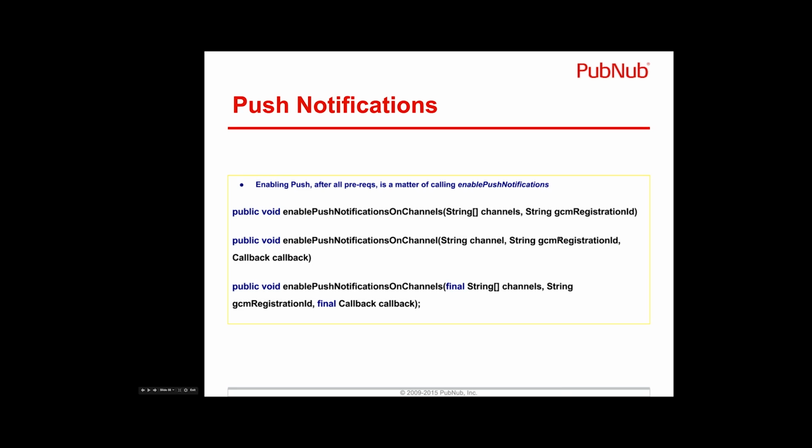Essentially, it takes channel names, a GCM registration ID, and a callback, or you can do more fire and forget, which would be an array of channels with just the registration ID, or you can pass in an array of channels with the callback. I would always recommend using the callback because then you get some indication that the push notifications have been enabled on that given channel, but you don't have to do that.